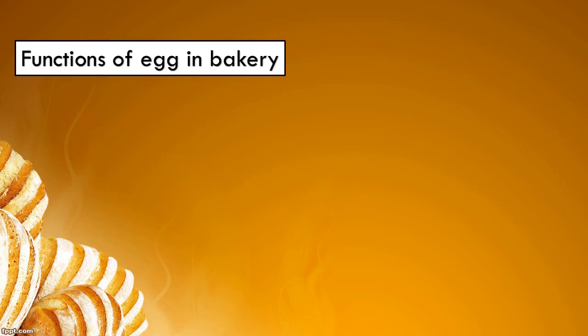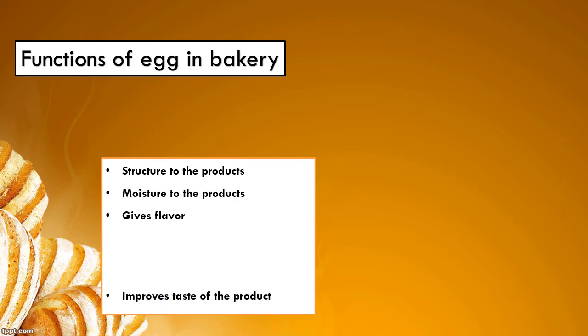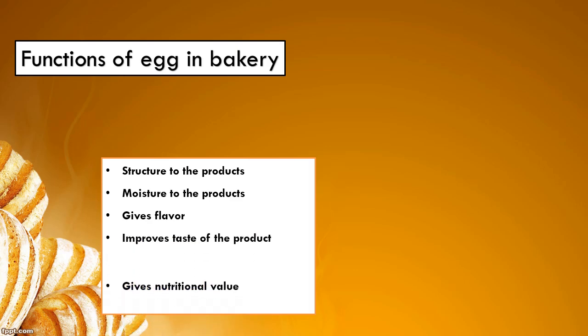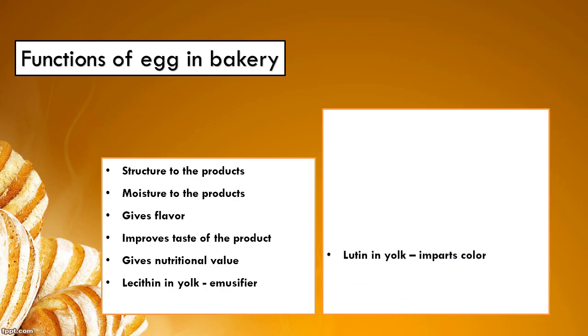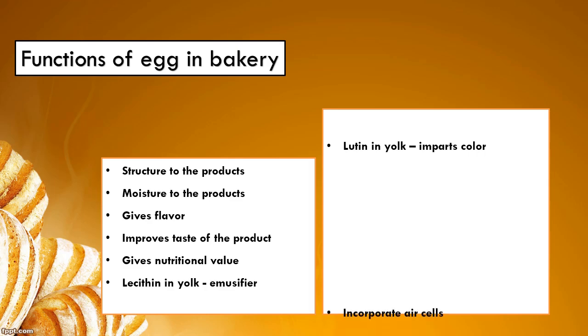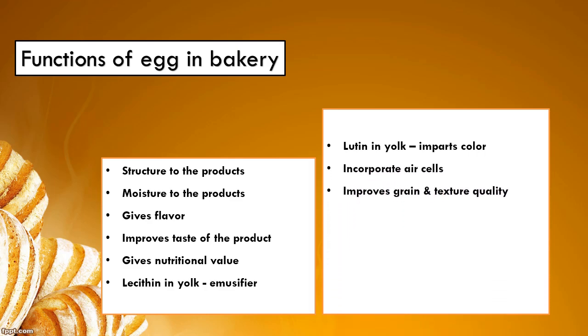Let us move on to the functions of eggs one by one. It gives structure and moisture to the product. It imparts flavor, improves taste, and gives nutritional value to the baked product. The lecithin present in egg yolk acts as an emulsifier, whereas lutein in the same imparts color to the finished product. It also incorporates air cells and improves the grain and texture quality.